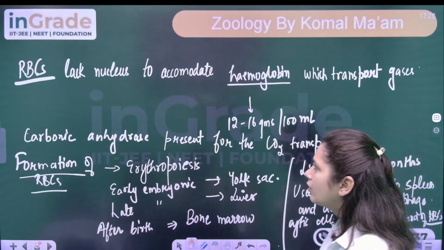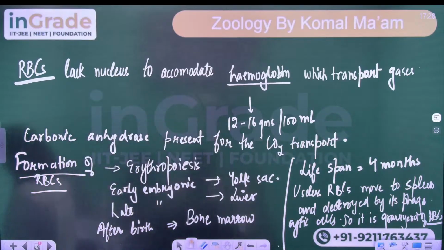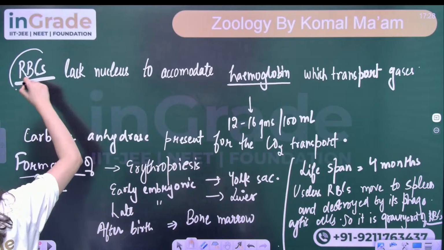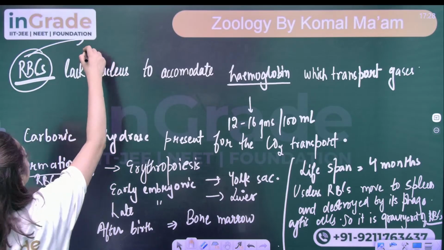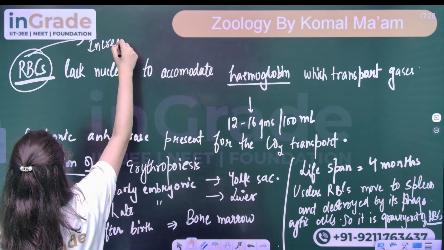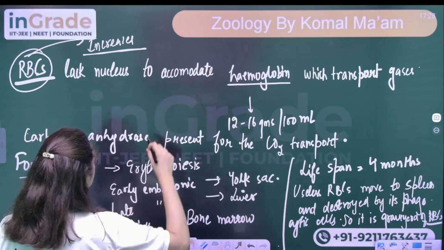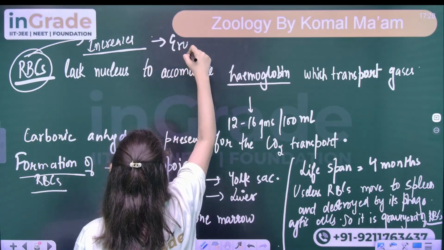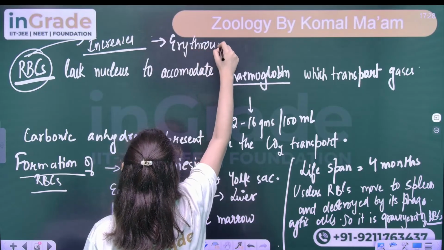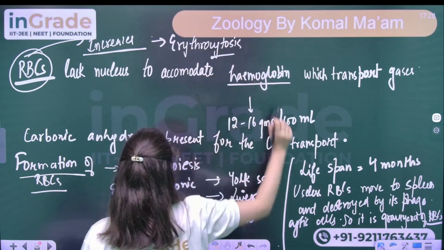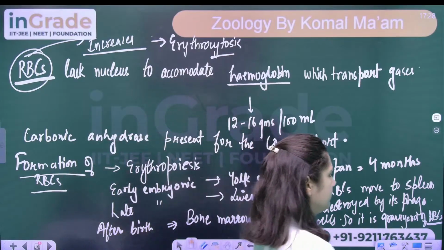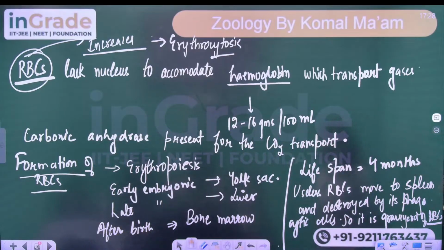Also, when the number of RBCs increases, it is known as erythrocytosis. Okay, class.